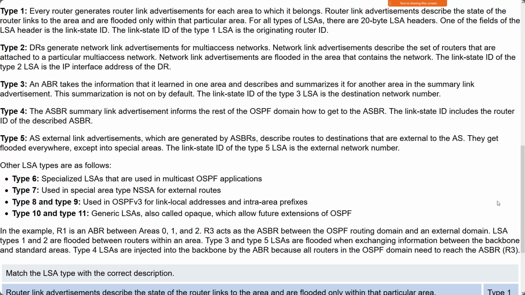The link state ID of a type 3 LSA is the destination network number, meaning the summary address. There is another field called the advertising router, which is the router ID of the router that's generating the type 3 LSA, but the link state ID is actually just the summary address that was created. Okay?